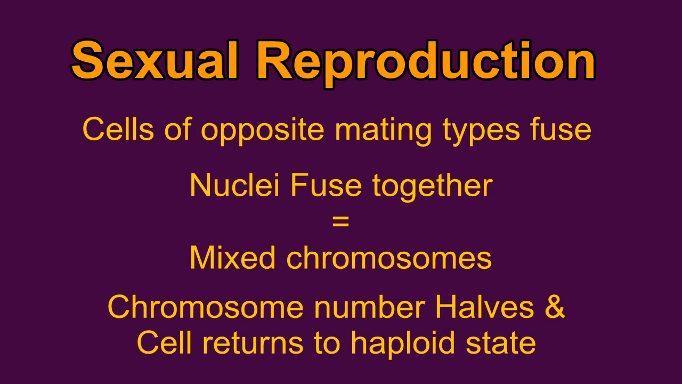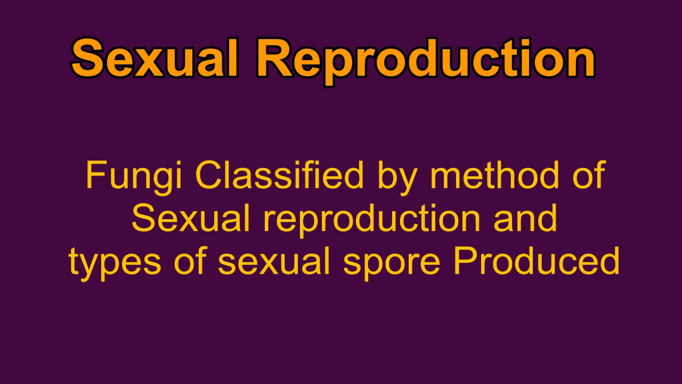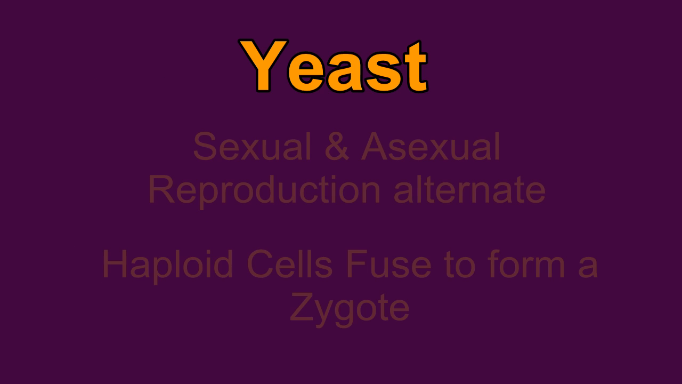Fungi also produce spores by a sexual process. Cells of two opposite mating types come together and fuse. A fusion of the nuclei follows, resulting in a mixing of chromosomes and a temporary diploid condition. Eventually, the chromosome number is halved and the cell returns to its haploid state. Variations in the methods of sexual reproduction are used in the classification of fungi. The fungi are classified into groups based mainly on the type of sexual spore that they produce.